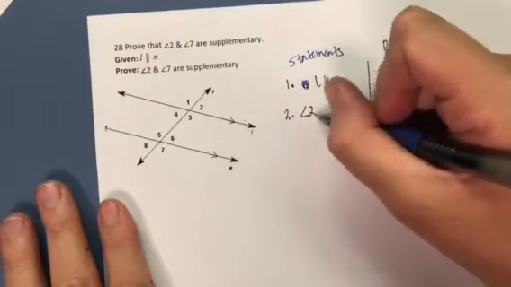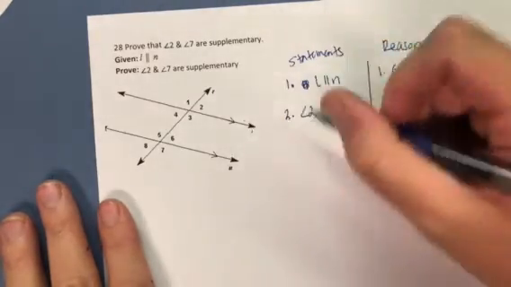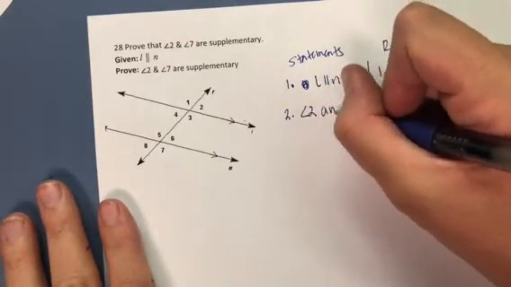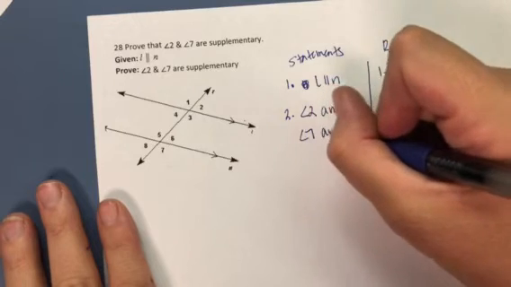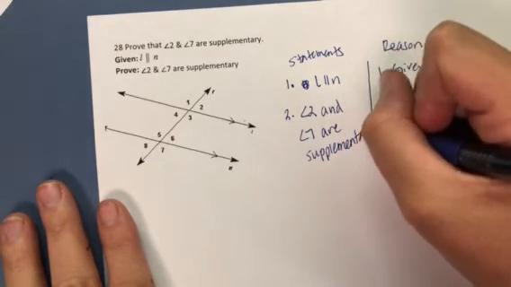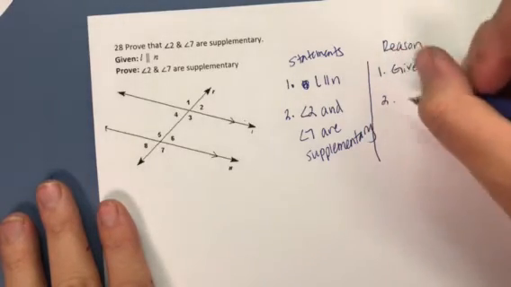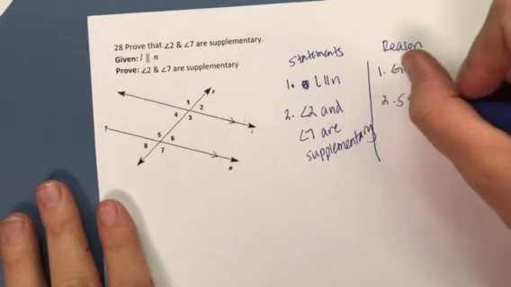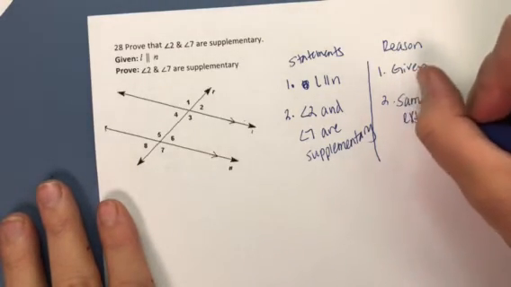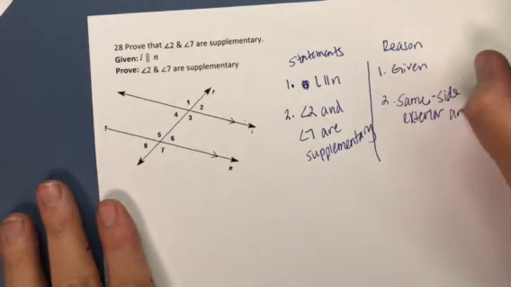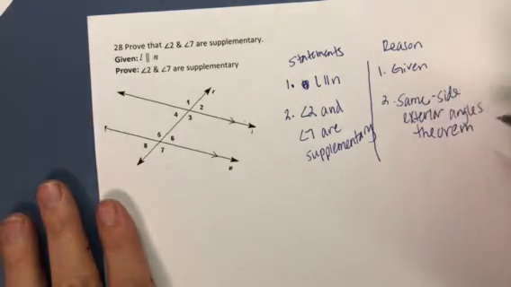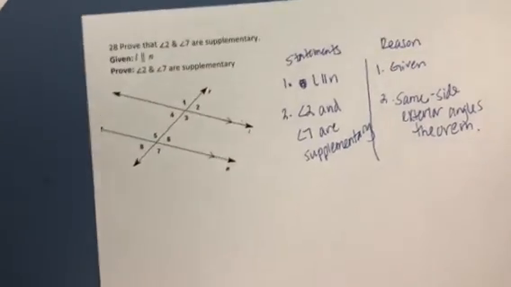So we are not gonna, there's other ways we could do this, much longer ways, but I could jump to this and say angle 2 and angle 7 are supplementary. And that's because they're same side exterior angles, and that's because of the same side exterior angles theorem. Bam, we're done. All right, good luck.